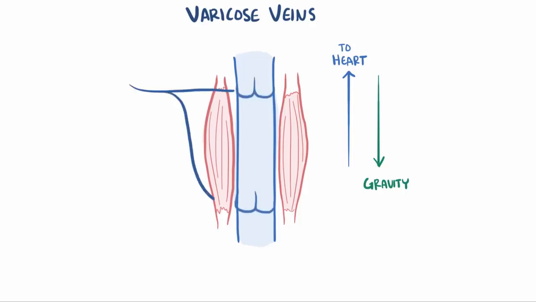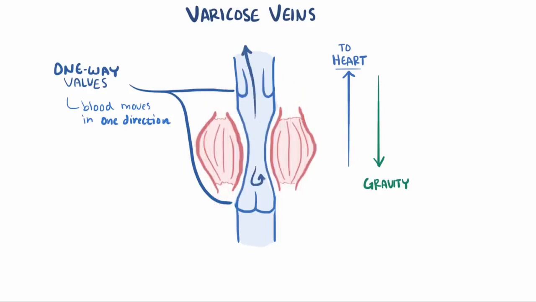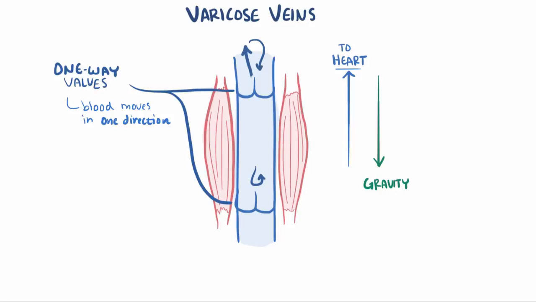Most veins also have one-way valves. These valves only let blood move in one direction, toward the heart. So now as the skeletal muscles contract, it squeezes the veins, and this lower valve stays closed to prevent blood from going downward, while the upper valve lets blood through. But even though gravity wants to push it back down, that blood isn't allowed to fall back down through the upper valve, right?